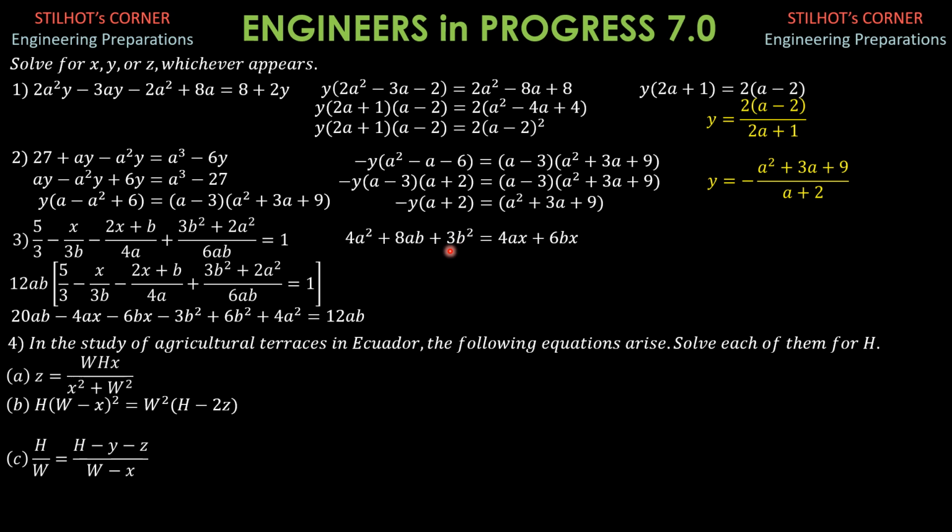We factor this into 2a plus b and 2a plus 3b. So 2a plus b, 2a plus 3b, then factor out 2x from the right, 2x times 2a plus 3b. We can cancel 2a plus 3b, so 2a plus b equals 2x. Finally, divide everything by 2, so the value of x is 2a plus b over 2. So that's it.